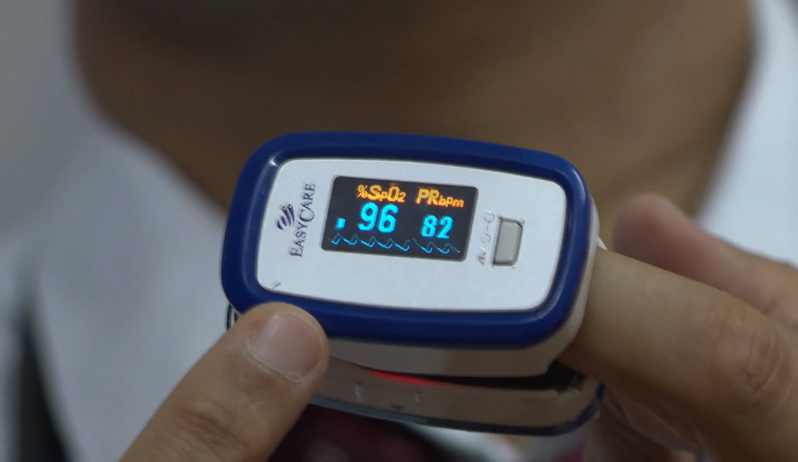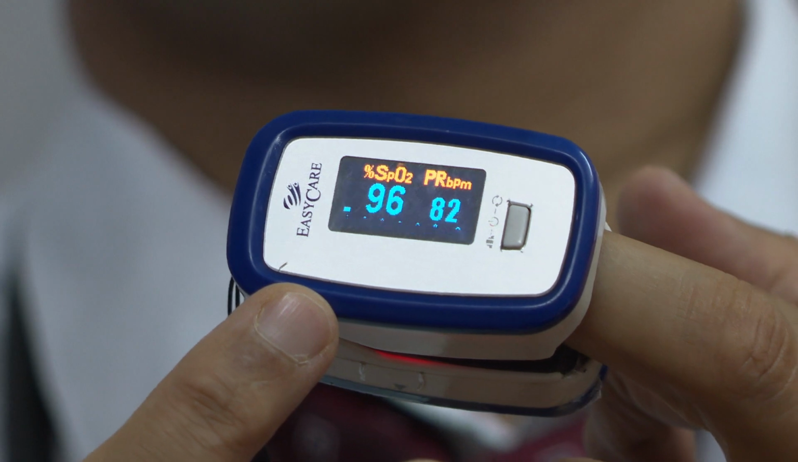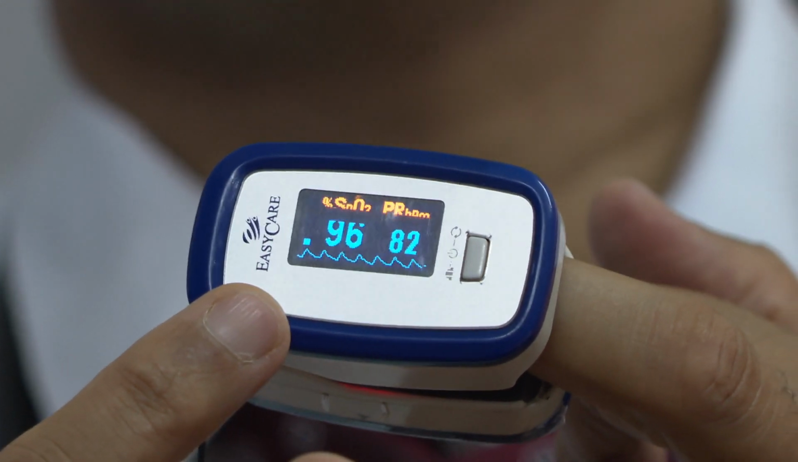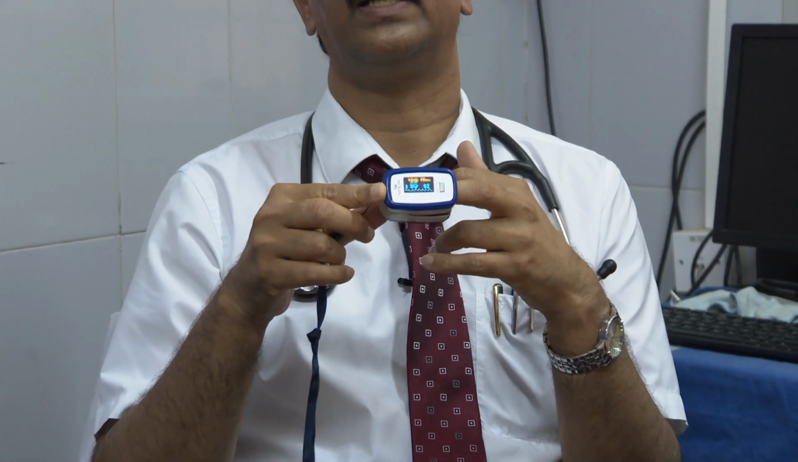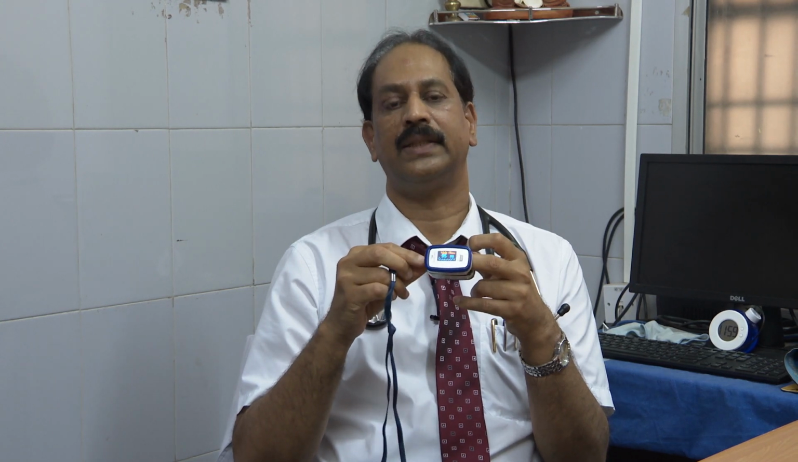SpO2 is equivalent to PaO2: an SpO2 of 95 to 99 corresponds to a normal PaO2. A 97 SpO2 is equal to 100 PaO2. This instrument should always give an oxygen saturation of more than 95.